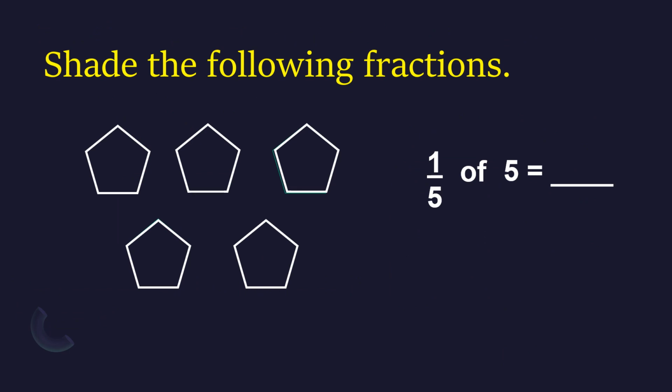The first one, shade the following fractions. 1 by 5 of 5. We know that out of 5 we should shade 1. 1 by 5 means what? Out of 5 we shade 1 part. So let us shade 1 part. Out of 5 figures we shaded 1. 1 by 5 of 5 is what? How many parts have we colored? 1. So 1 by 5 of 5 is 1. To find this we should divide the whole. 5 divided by 5 we will get 1. Let us see this in detail.